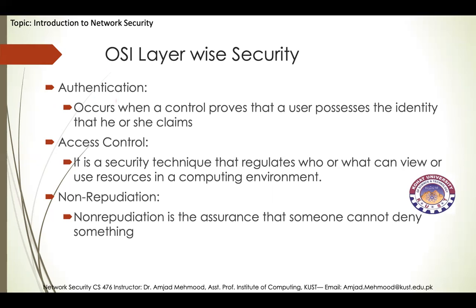The most important thing required on the application layer is authentication, which occurs when a control proves that a user possesses the identity that he or she claims. For example, if you go to an ATM, you have a card, or a PIN, or a biometric through which you can log in to the ATM machine or your bank account. Access control is a security technique that regulates who or what can view or use resources in a computing environment.